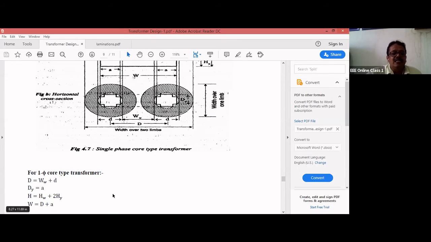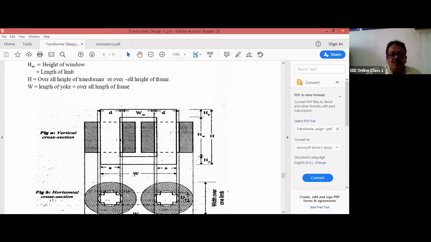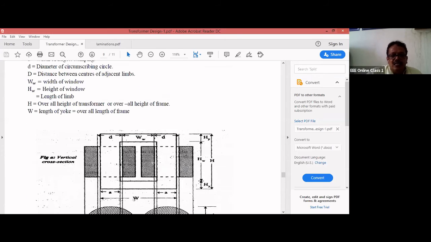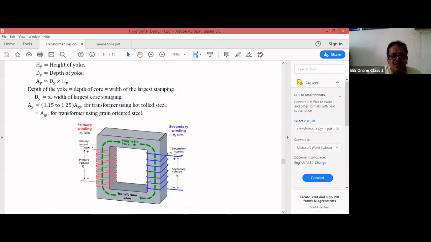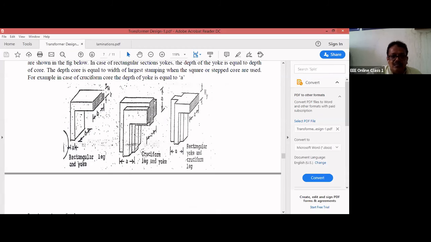Next, depth of the yoke. I require the depth of the yoke. For the depth of the yoke, I go for the three-dimensional view. Since it is two-step, this is the depth of the yoke. Depth of the yoke will be equal to depth of the core or depth of the largest stamping. What is the depth of the largest stamping here? Width of the largest stamping. Depth of the yoke will be equal to the depth of the core, that will be equal to the width of largest stamping.